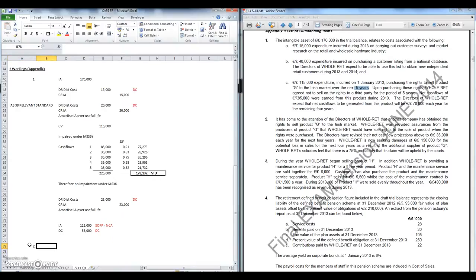Working two then, we've already dealt with part of this, we've dealt with 150 grand. The other thing here is Colruyt are now seeking damages of 150 grand because they thought they had the exclusivity, but they don't. And they think there's a 75% probability. This is what's known as a contingent asset, IAS 38. It needs to be virtually certain before it's included. Because it's not virtually certain, it shouldn't be included.